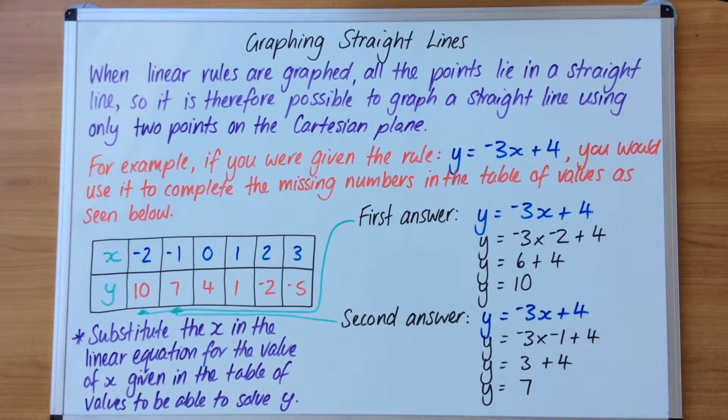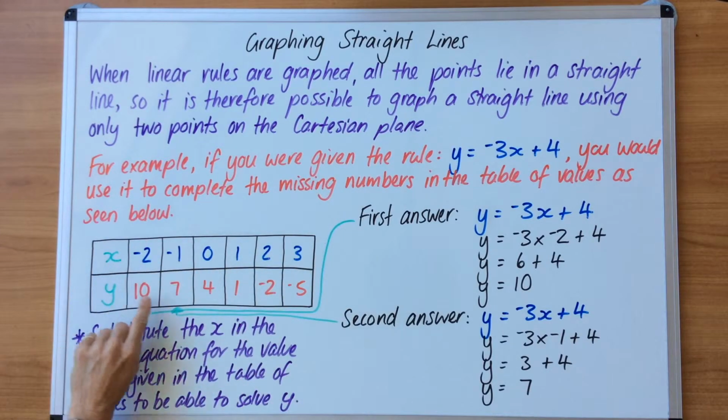In this video, we are going to focus on graphing straight lines. When linear rules are graphed, all the points lie in a straight line. So it is therefore possible to graph a straight line using only 2 points on a Cartesian plane. For example, if you were given the rule y equals negative x plus 4, you would use it to complete the missing numbers in the table of values as seen below.